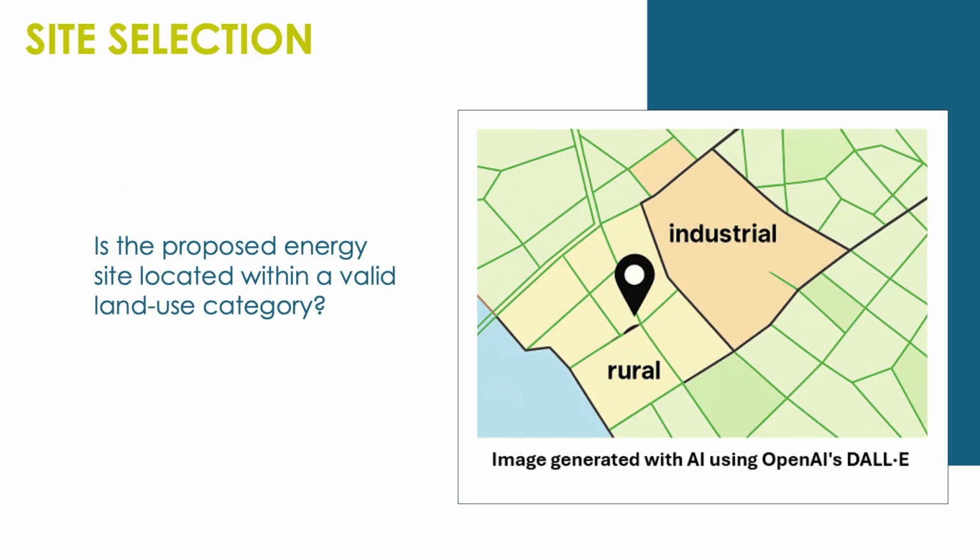Working with these vector layers allows us to perform critical planning tasks, for example, site selection, proximity analysis, conflict identification. Site selection. Is the proposed energy system located within a valid land-use category? For instance, is it in an industrial, rural, or agricultural area? These designations can determine whether energy projects are feasible or even legally permitted.